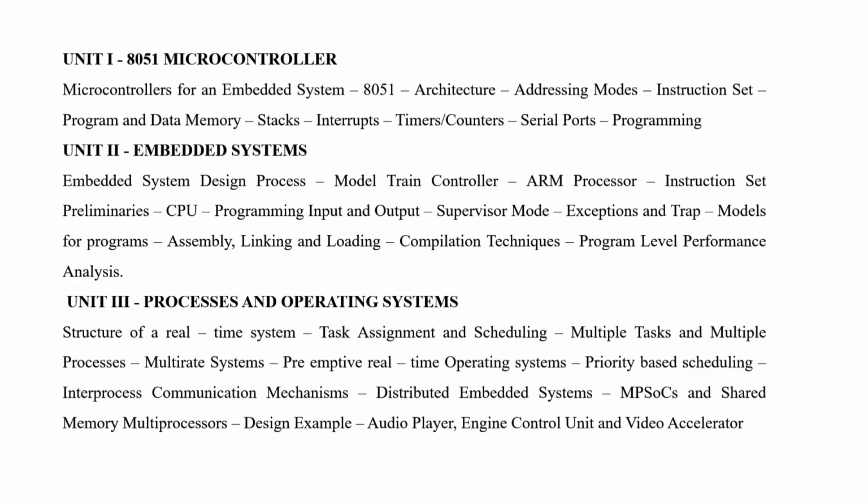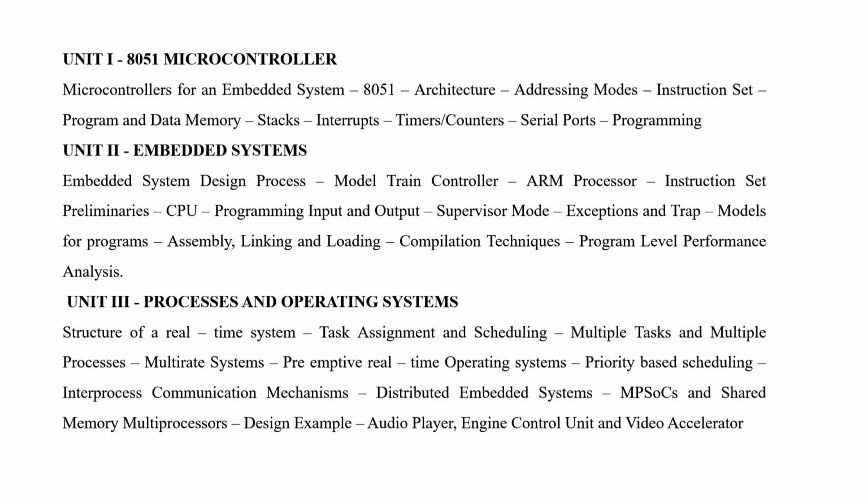The second unit is embedded system design. Here we learn the design process: requirements, specification, architecture, hardware and software components, and system integration for embedded system design. There is also a design example, the model train controller, the ARM processor, and CPU programming, input and output. We also learn about assembly, linking and loading methodologies, compilation techniques, and finally performance analysis.